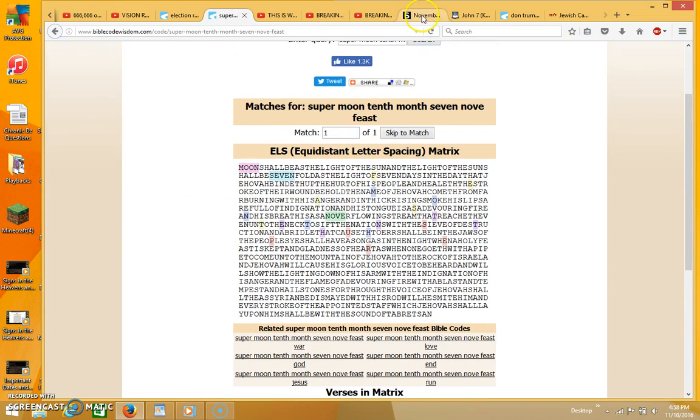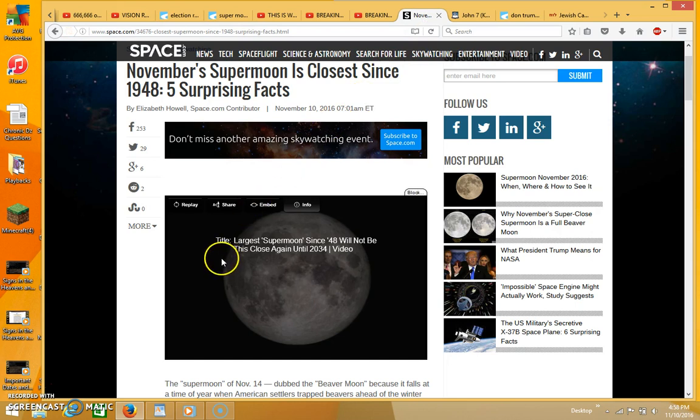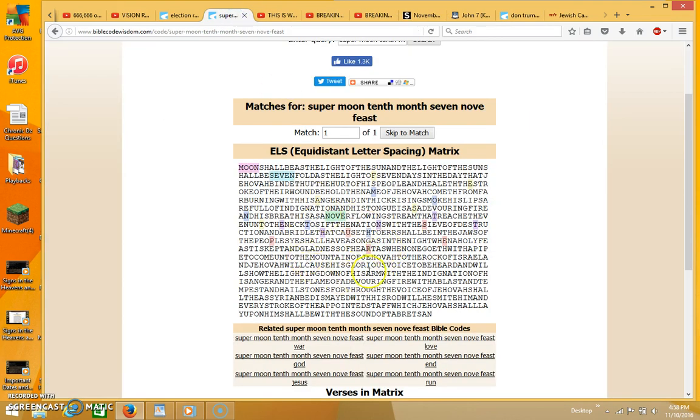And if you're not aware, there's going to be a super moon on November 14th, and it's going to be the closest moon, or the biggest moon, since 1948, and there's not going to be another one that big again until 2034. So this is a very significant supermoon, which again could be an indication that this might be the true month for the feast.